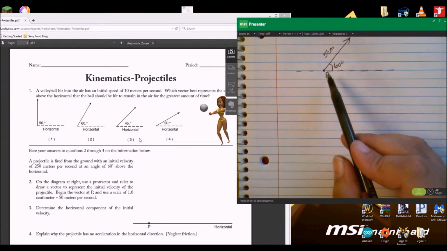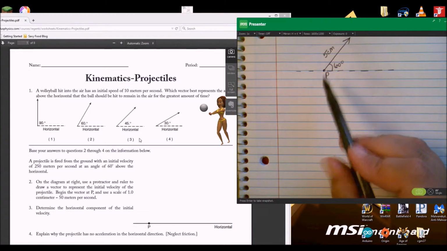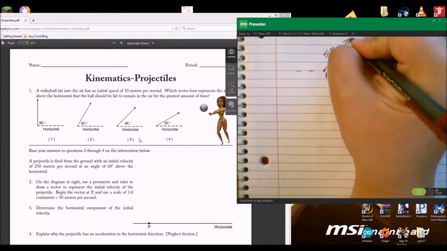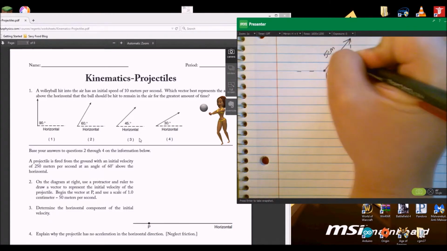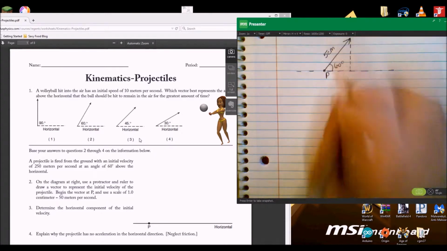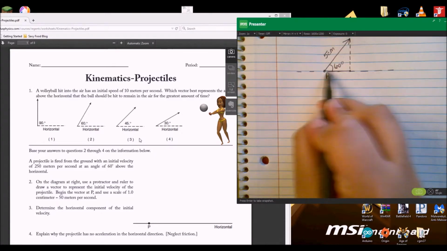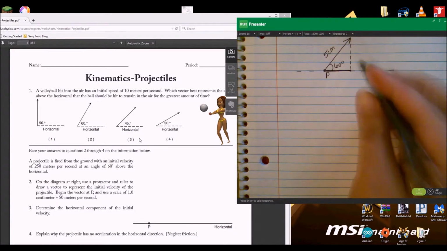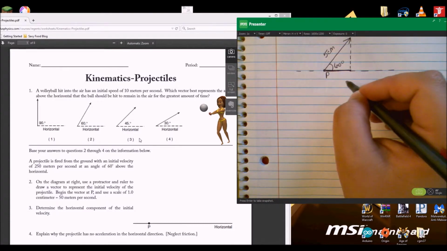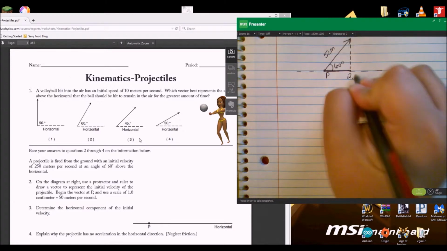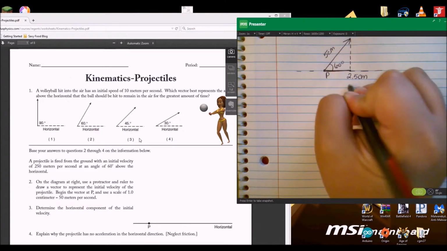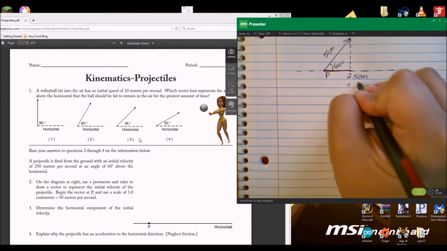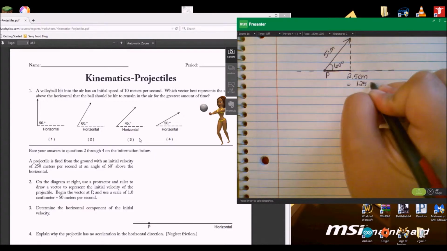And then it asks you to determine the horizontal component of the initial velocity. So you just draw a line straight down, and when you hit the horizontal, you're looking at the component for the speed, which is this here. So you measure it, and you should find it to be 2.5 centimeters, which means that the horizontal component is 125 meters per second.